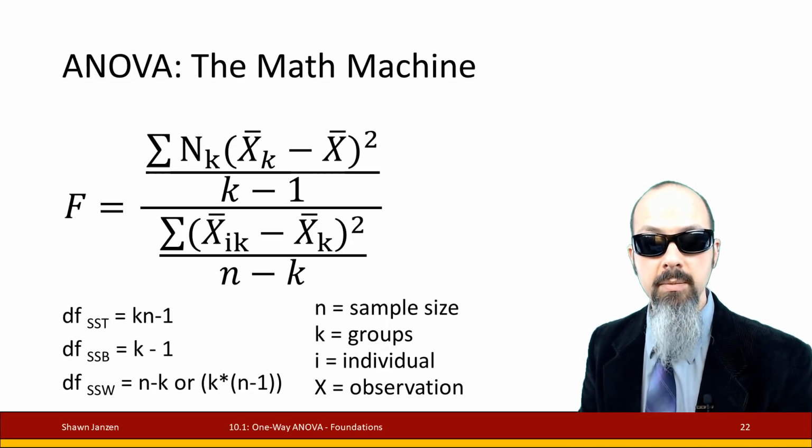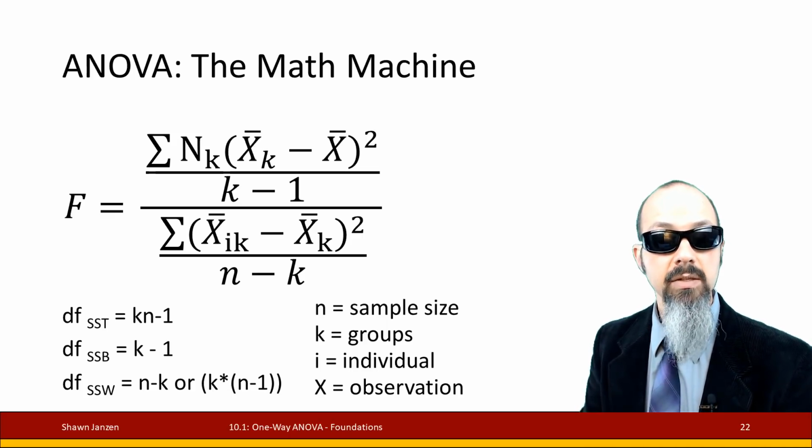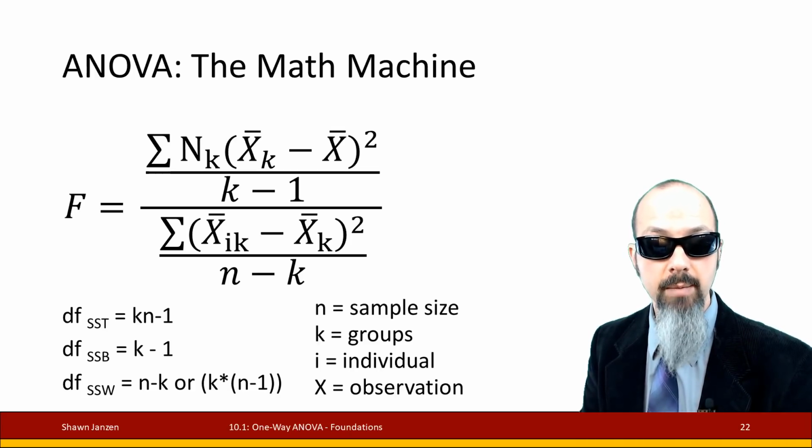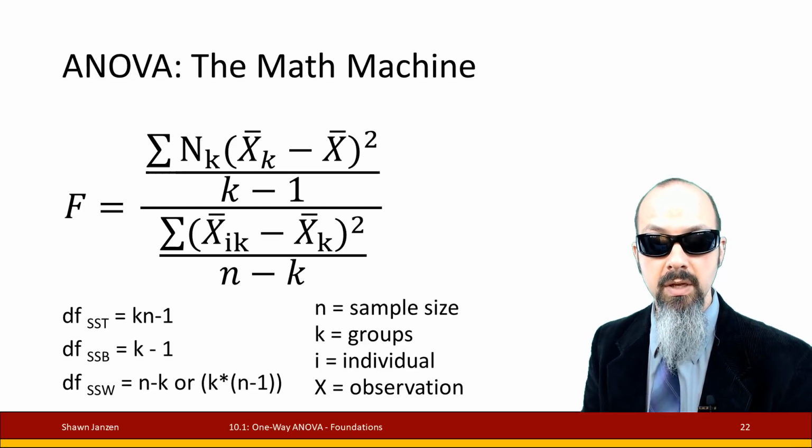Now, the elements that go into the formula: there's N, which is your sample size. K is representative of groups. I recognizes an individual, whether it's a person or an object or whatever it is you're measuring. X is a particular observation, where X bar is a mean of those observations. X bar sub K would mean the mean of a particular group, and so on.